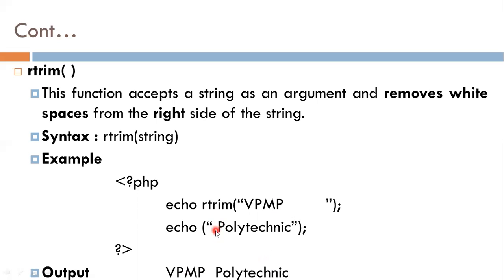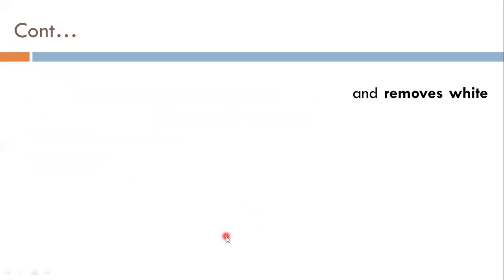And here I give one space before this polytechnic, means one space before this p. So my output is vpmp, then one space, then polytechnic. All these white spaces are removed using the rtrim function.